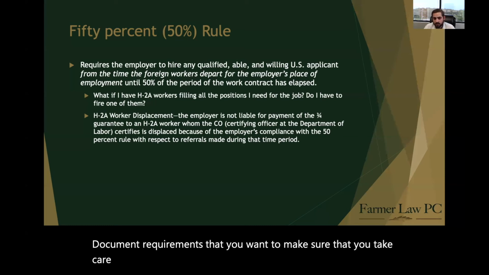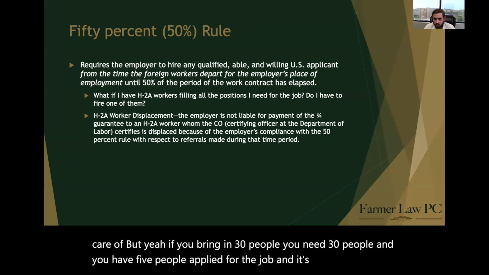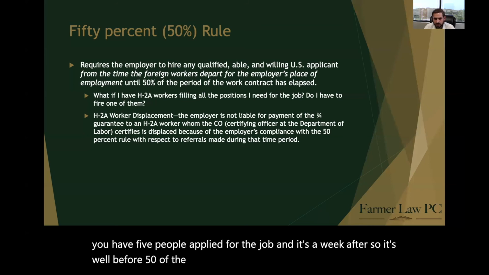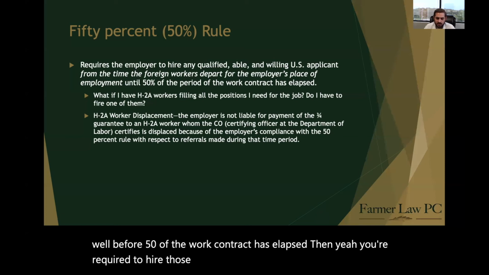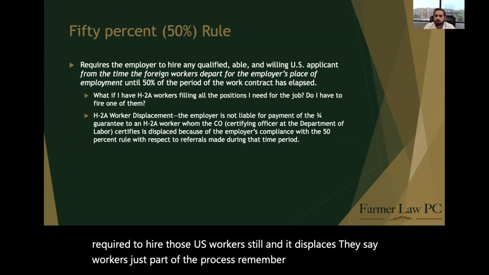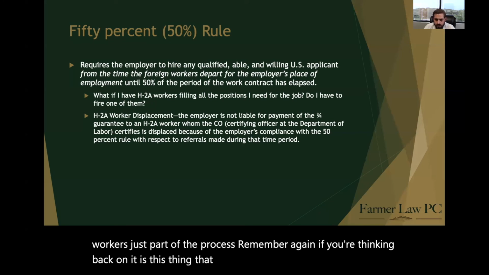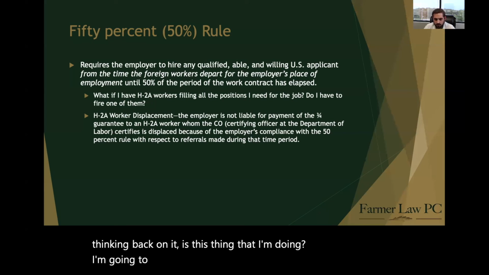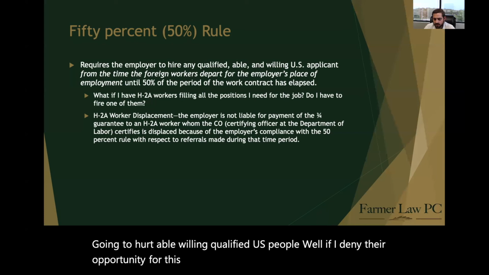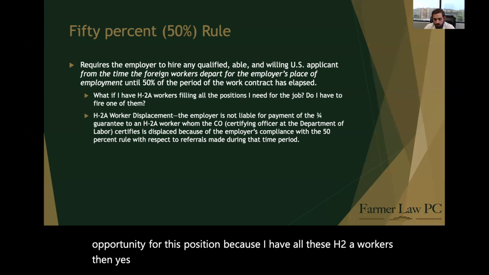But yeah, if you bring in 30 people, you need 30 people, and you have 5 people apply for the job, and it's a week after, so it's well before 50% of the work contract has elapsed, then yeah, you're required to hire those U.S. workers still, and it displaces the H-2A workers. It's just part of the process. Remember, again, if you're thinking back on it, is this thing that I'm doing going to hurt able, willing, and qualified U.S. people? Well, if I deny their opportunity for this position because I have all these H-2A workers, then yes, you having those H-2A workers hurt those U.S. people.